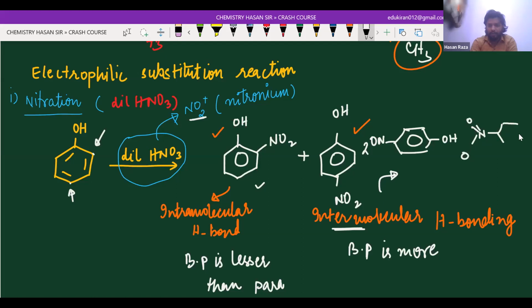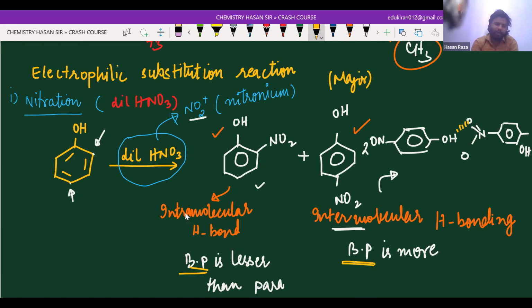This is your para. Two molecules will dimerize to form a single molecule. That's why this will be more stable. That's why it is also measured. And since it is more stable, that's why the boiling point is more, and here the boiling point is lesser.